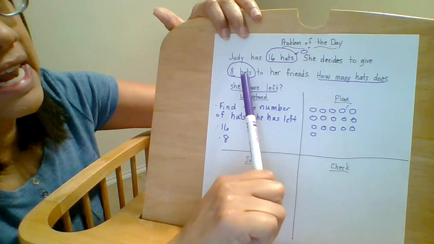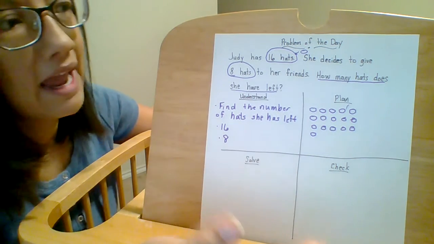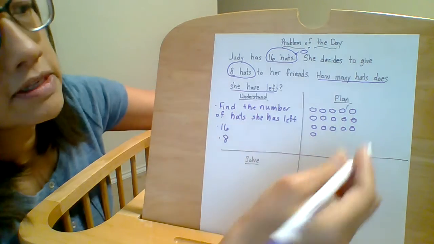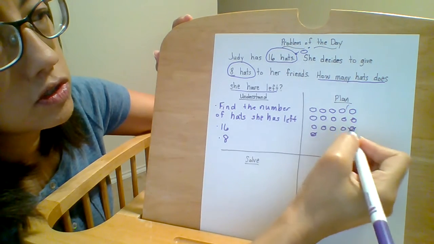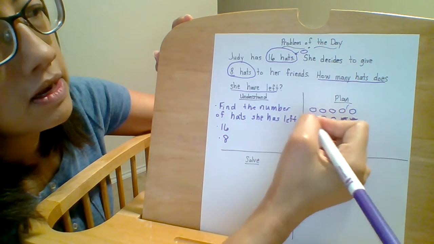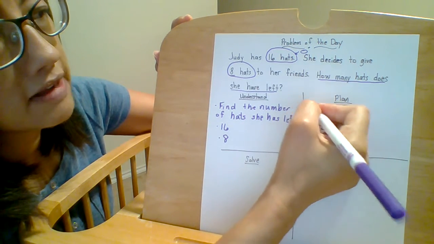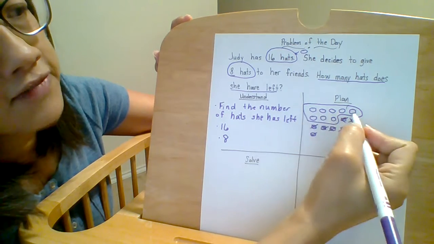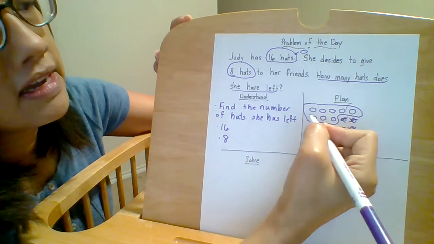Now she gives 8 away. If she gives them away, that means that she no longer has them. So I'm going to have to X them out. She gives away 8: 1, 2, 3, 4, 5, 6, 7, 8. When she gives away 8, I now see how many she has left. Because I already know this is 5, I don't have to count 1, 2, 3, 4, 5. I know that it's 5. So it's 5, 6, 7, 8.